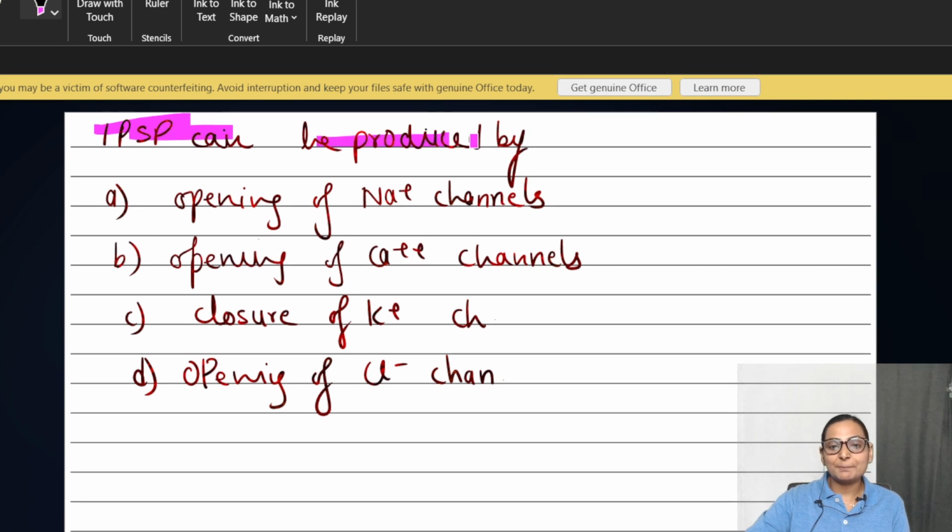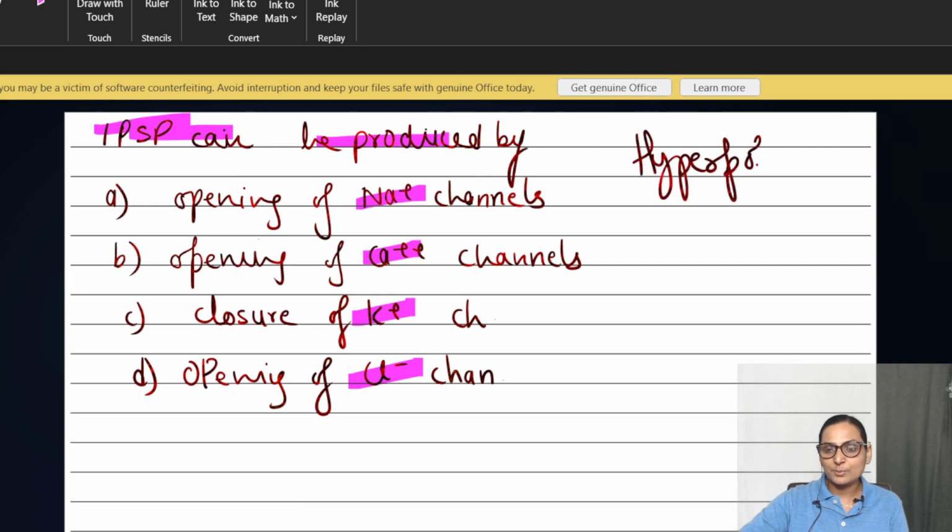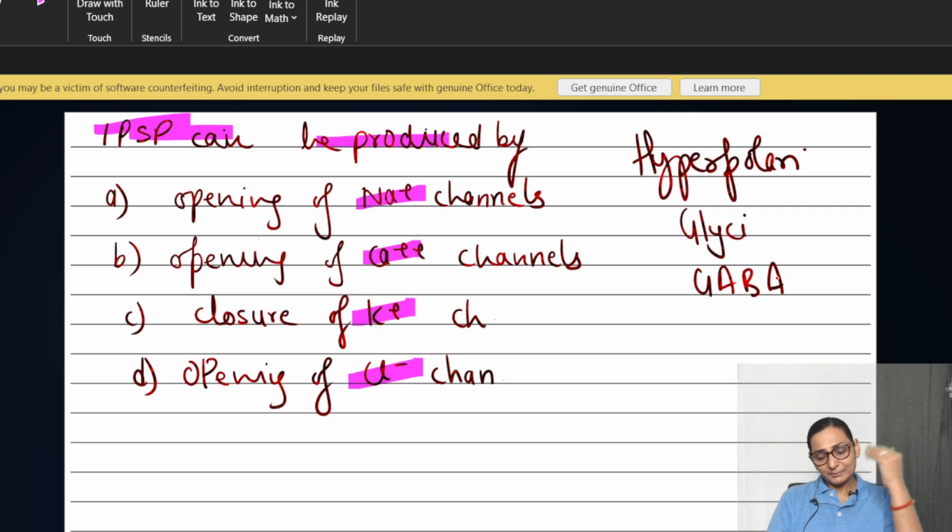IPSP can be produced by opening of the sodium channels, calcium channels, closure of the potassium channels, or opening of the chloride channels. Now you know that IPSP means nothing but hyperpolarization, which is brought about by an inhibitory neurotransmitter like glycine or GABA, and for this you will have to bring in negative ions or give out positive ions. So the correct answer will be opening of the chloride channels, right? So we've covered one-way conduction, synaptic delay, property of summation, convergence, divergence, subliminal fringe and occlusion.